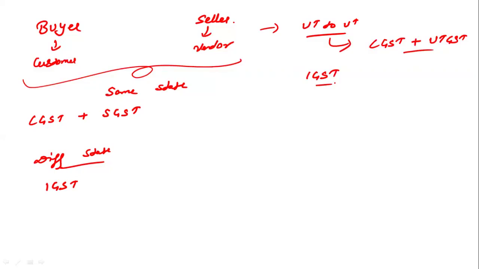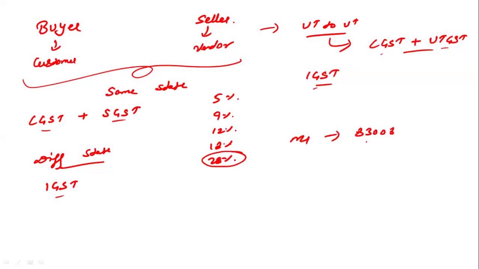Okay, now we said that we have tax slabs of 5%, 12%, 18%, and 28%. Here in some cases you have two components and in others one component. How is the system going to differentiate that? Let's say both vendor and customer are dealing in a certain material, and it has an HSN code, and the tax percentage defined for that HSN code is 28%.